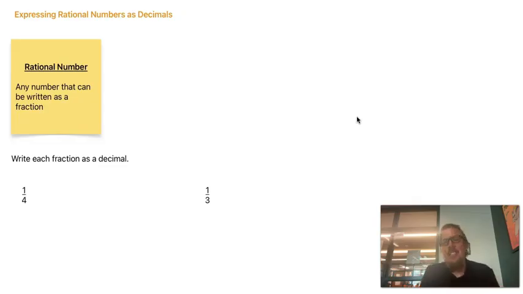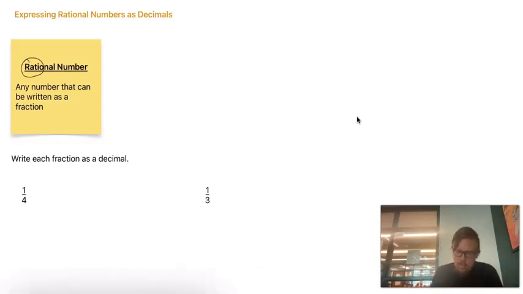So a rational number, anything that can be written as a fraction, and that's because a fraction is a ratio. And in fact, the word rational has the word ratio right in it. So a rational number is anything that can be written as a ratio or a fraction. And we've got two examples here of rational numbers, 1/4 and 1/3. And what we're going to do is turn 1/4 and 1/3 into decimals so we can see what a rational number looks like when it is a decimal.